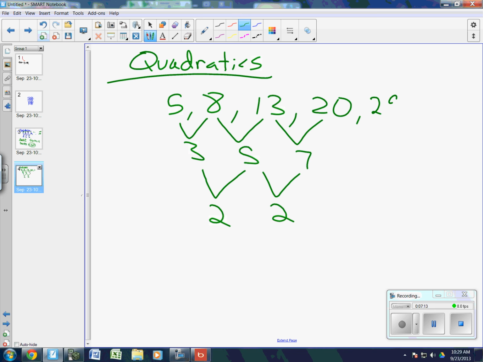By the way, what would be the next term in this sequence right here? 29, which would give us a difference of 9, which would give us a difference of 2 right there, right? So I just wanted to expand that out one more just so you can see. So the second set of differences is a constant 2. So when that happens, we know it's quadratic. Now let's do the recursive formula first for this one because it's a little bit easier.